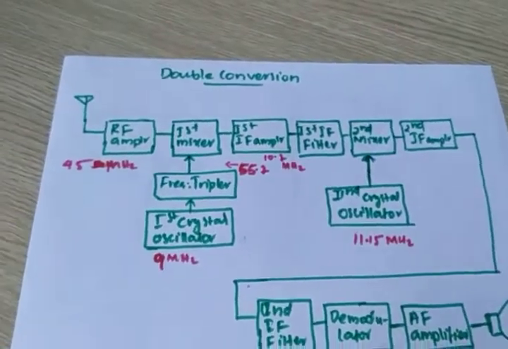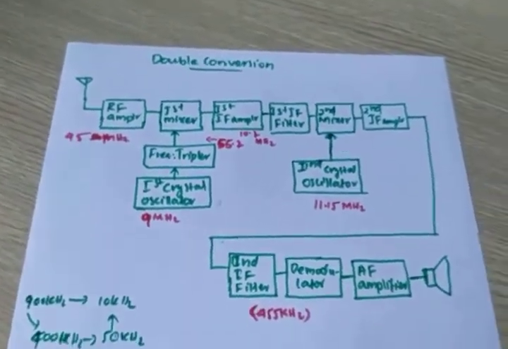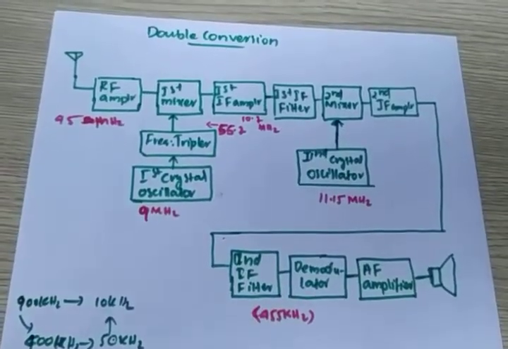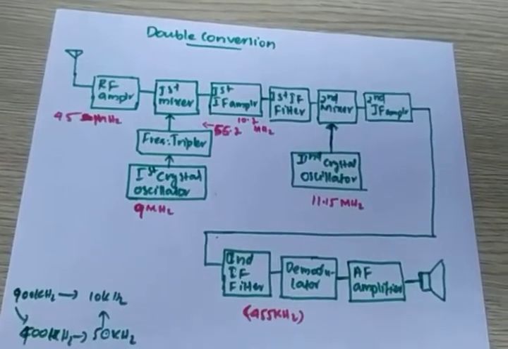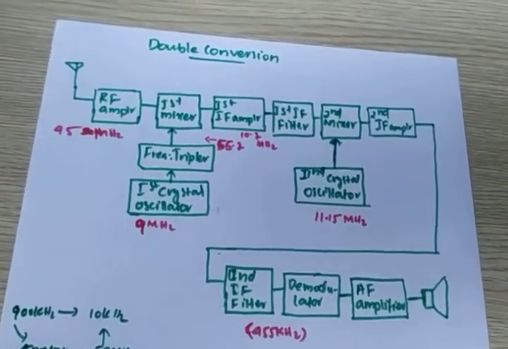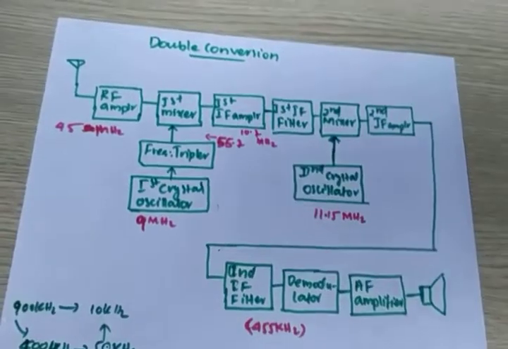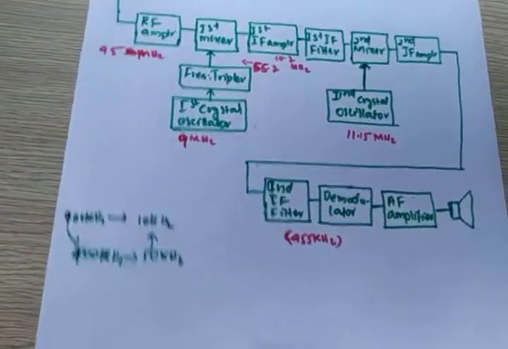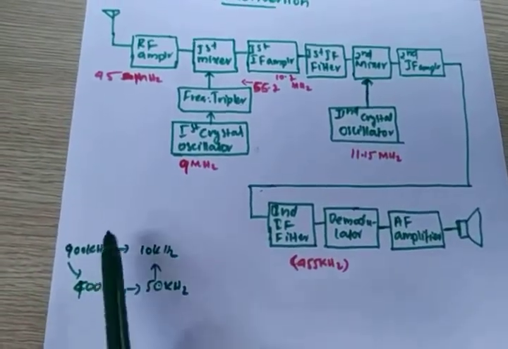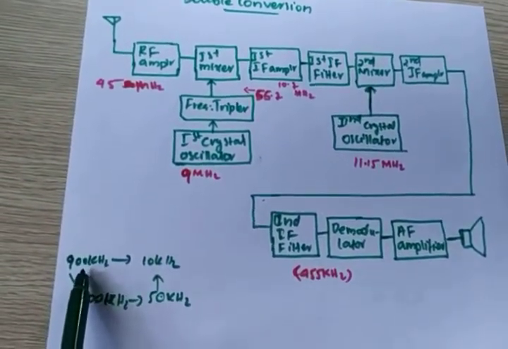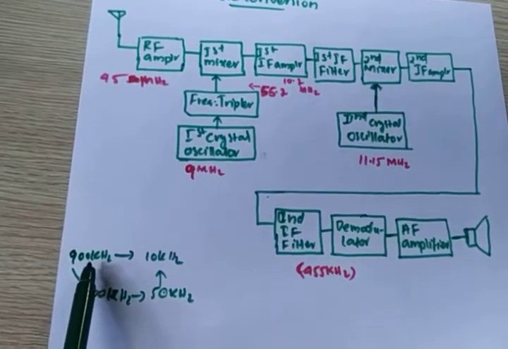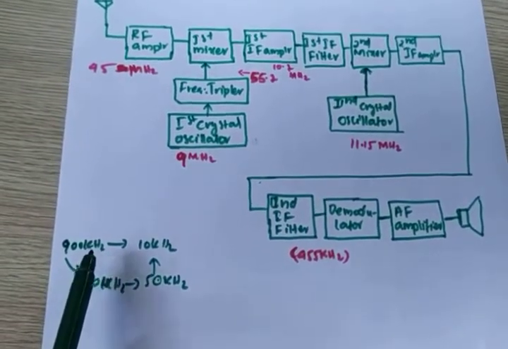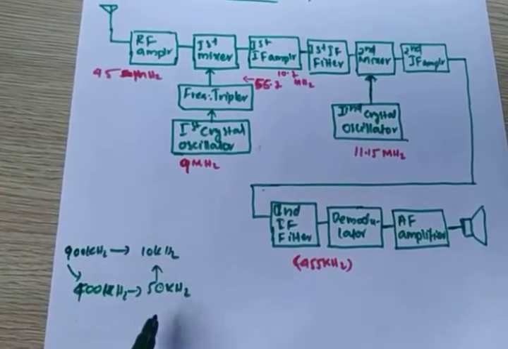Next topic is double conversion. This is another method to down convert the incoming signal into audio frequency. So what is the difference? Say, for example, I am taking this for understanding. Look here. For example, I am taking the incoming signal frequency as 900 kilohertz, and that 900 kilohertz I should convert to 10 kilohertz.